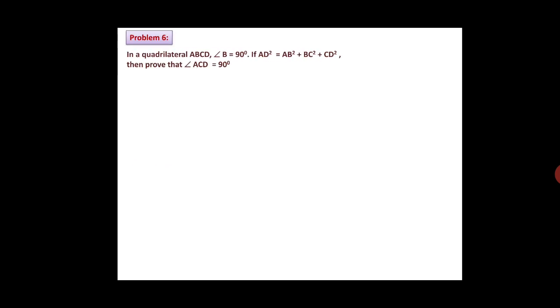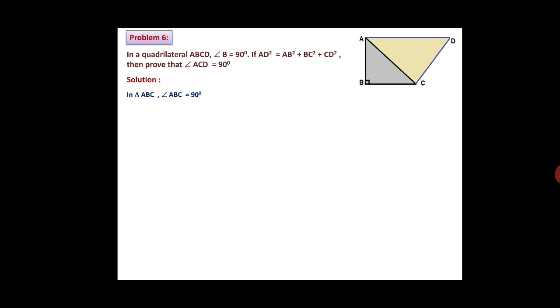Last one, this one. In a quadrilateral ABCD, angle B is 90. If AD square is equal to AB square plus BC square plus CD square, then prove that angle ACD is equal to 90. See, this is the figure. In order to separate the two triangles, I have inserted the diagonal AC.